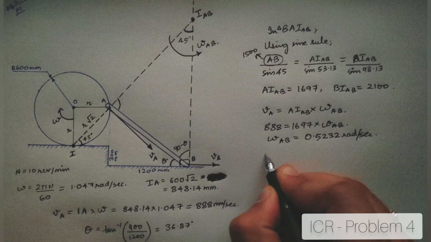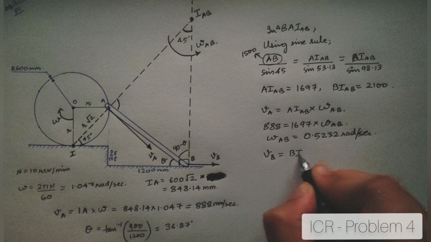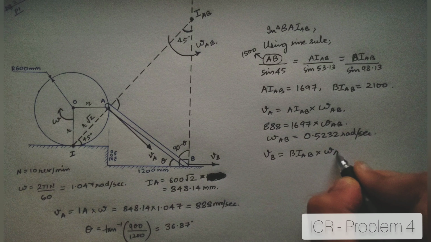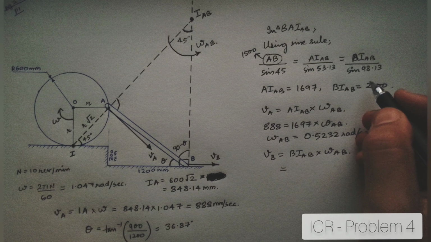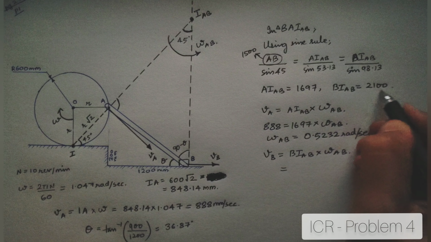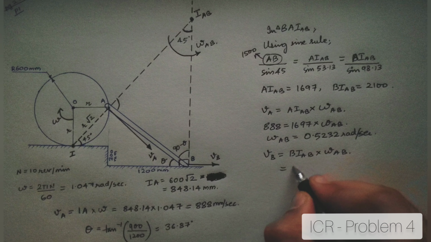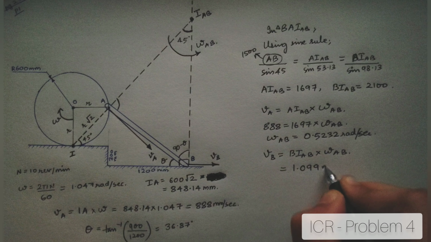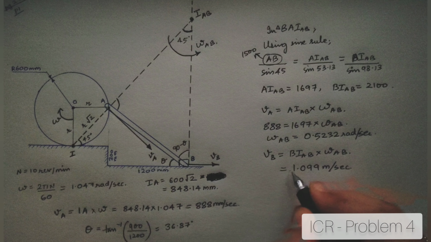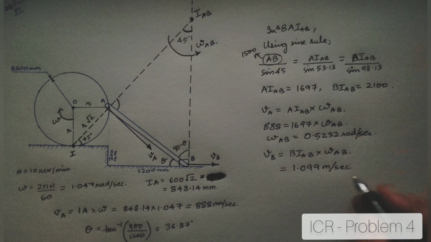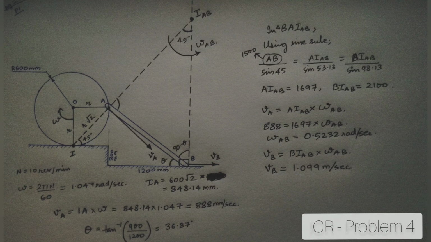Now if I know omega AB, VB can be written as BIAB into omega AB. So VB can be found with the help of this length, which I have already found as 2100. This will give me the final answer for VB. So VB comes out to be around 1.099 meters per second. We can also write it as 1099 millimeters per second, or simply as 1.099 meters per second. So I hope you have understood this problem. Thank you.